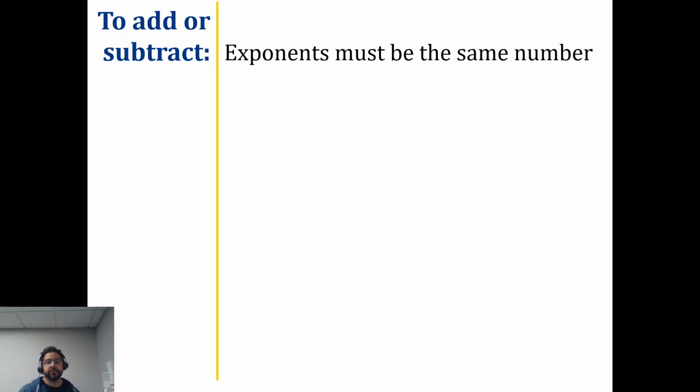To actually add or subtract, we're going to show you two methods. The exponents must be the same number, so there's going to be a little bit of changing around so that you can have the exact same exponents. That is one method. We'll show you an additional method in case that one's a little too challenging for you.